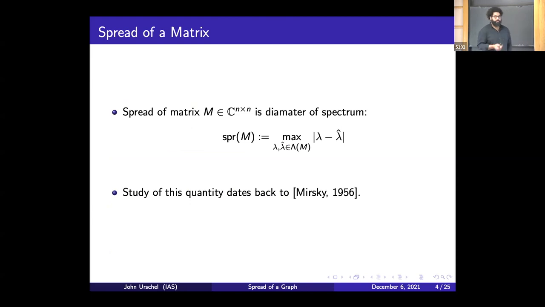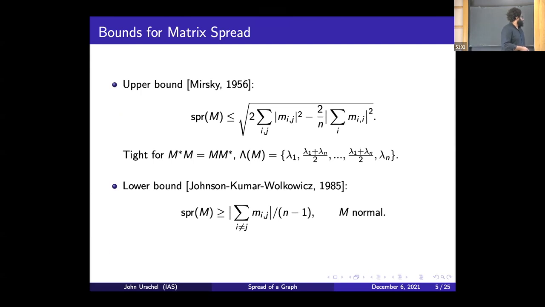So first, what's the spread of a matrix? You have some matrix and its spread is the diameter of its spectrum. The study of this quantity dates back a long way. Mirsky was able to show an upper bound, which depends on the sum of squared entries minus 2 over n times the square of the sum of all entries. And this upper bound is tight for the specific case where you have a normal matrix which has only 3 eigenvalues: a largest eigenvalue, a smallest, and all others are given by the mean of the other two.